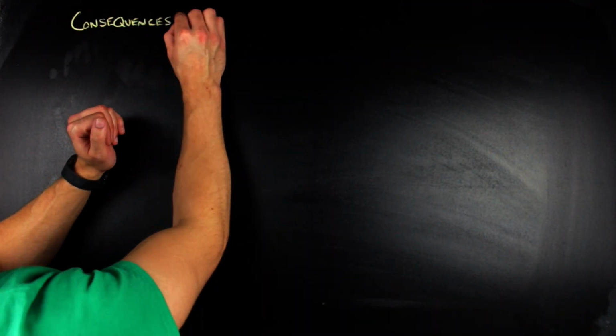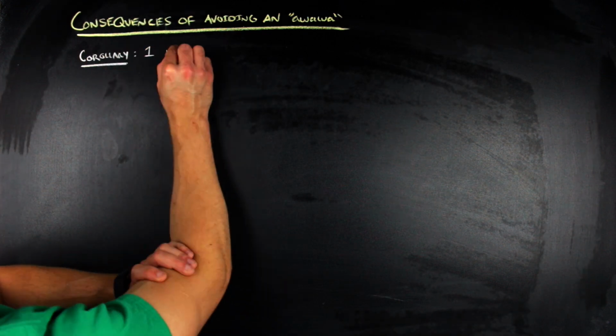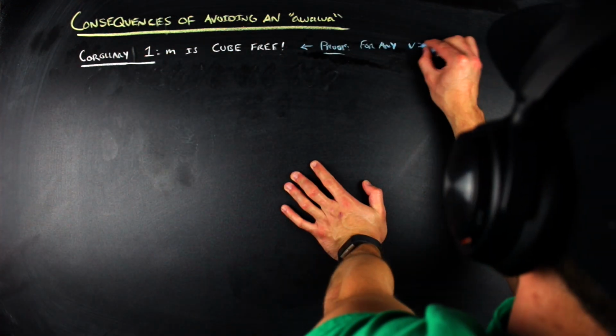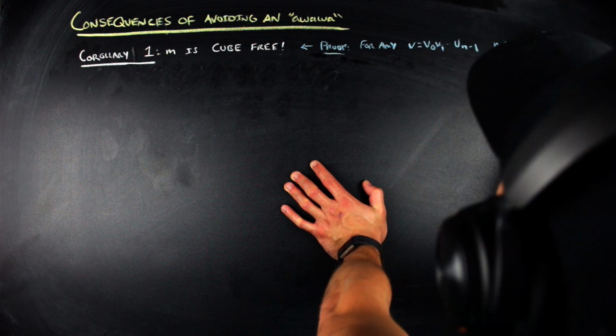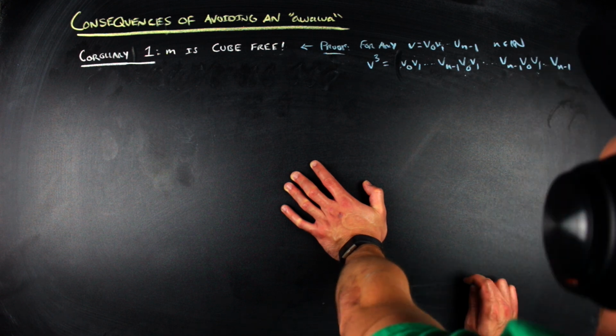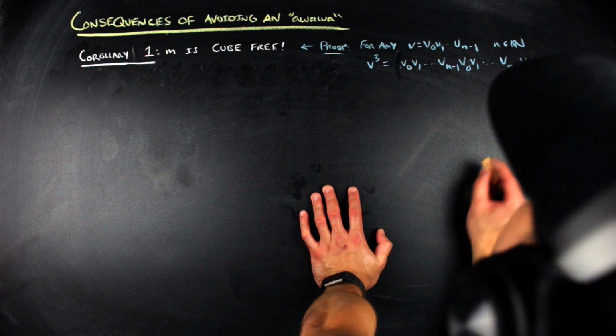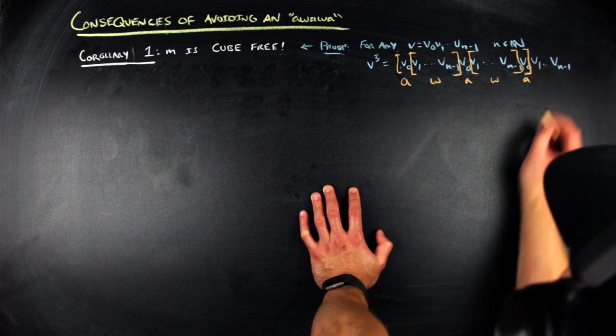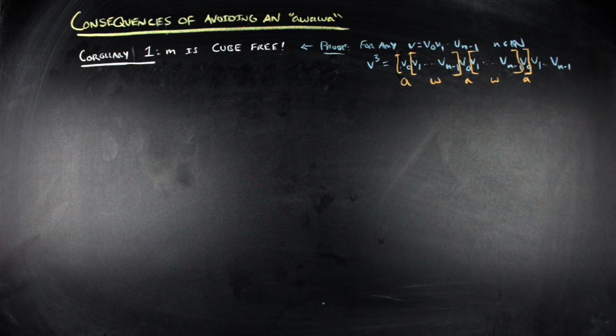So the first consequence of avoiding an awawa is that M is cube-free. And to see this is very quick. If you just write down a cube, which is just some word v repeated 3 times, then you can go ahead and break up v into having an awawa inside of it. That is, v0 would be your a, and then v1 to v n minus 1 would be your w for your overlap.